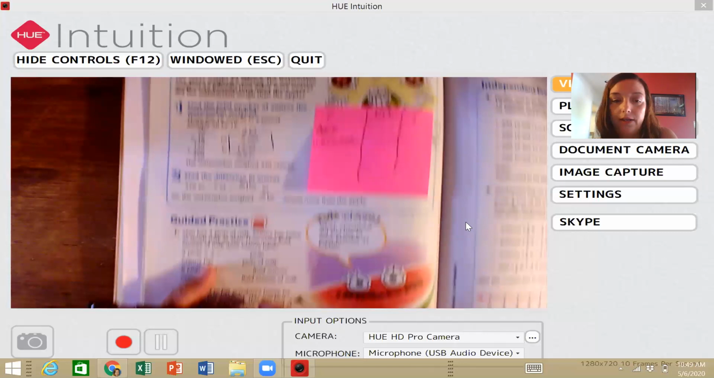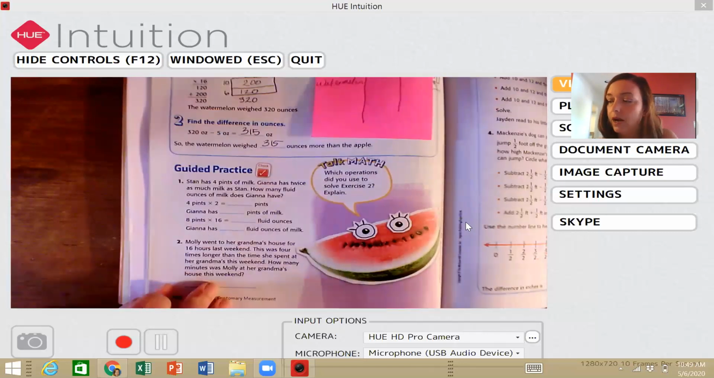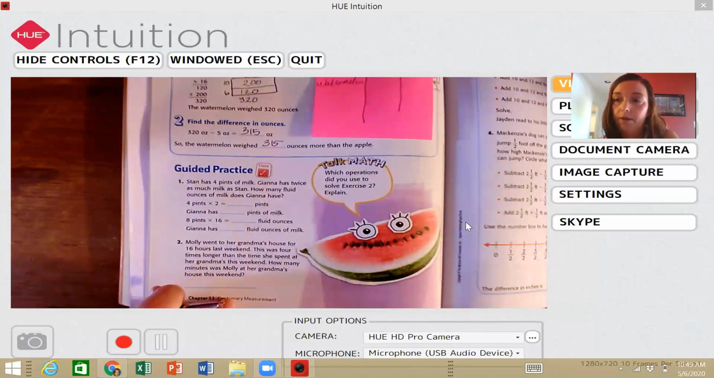All right. Let's take a look at these two problems here, and then I will leave you to finish the work on your own. My dog is being crazy this morning for the math lesson.